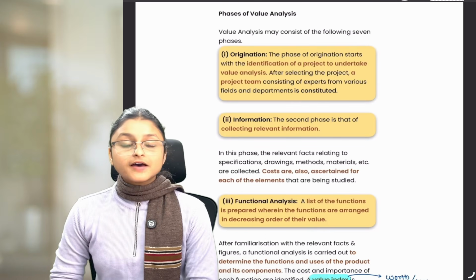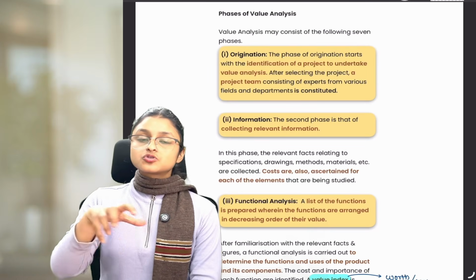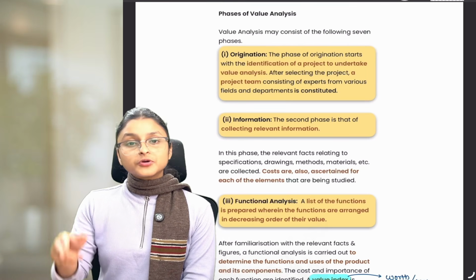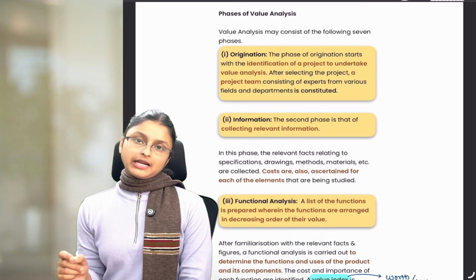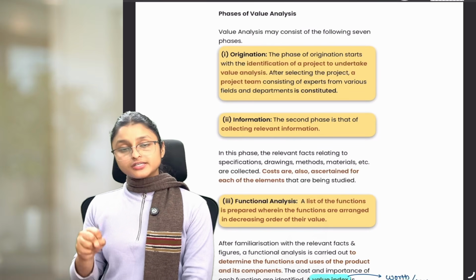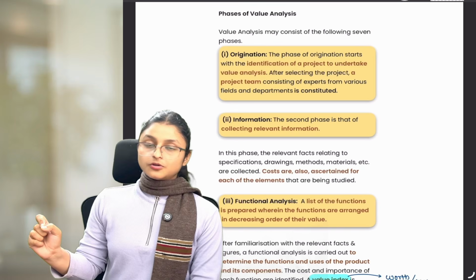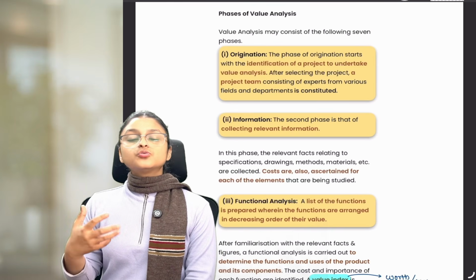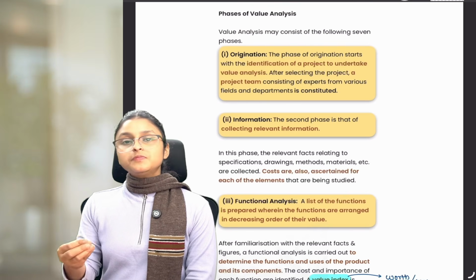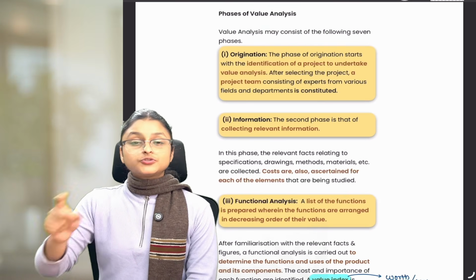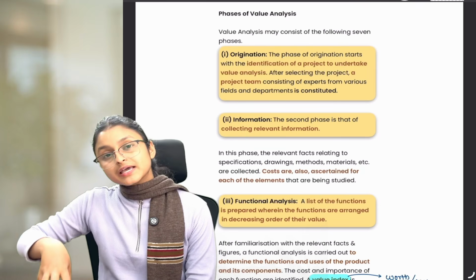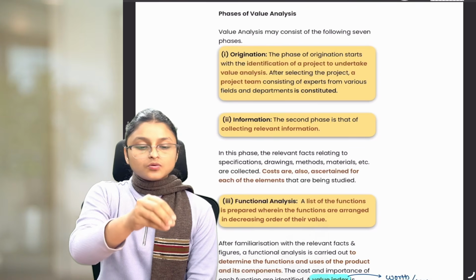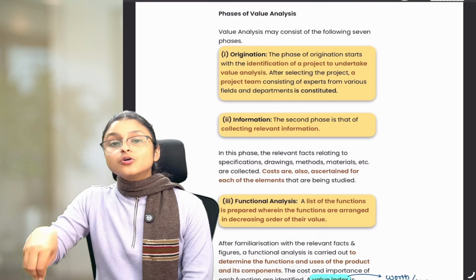So value analysis has 7 phases or 7 steps through which we apply value analysis. The first step is origination, where you find out the product or project in which you are going to do value analysis. After finding out the project, you will make the project team who is going to do value analysis. So the project team will involve people who are experts and people who belong to different departments. So every department's representative will be there in the project team so that we can know that in that particular department what all cost can be reduced without affecting the function.